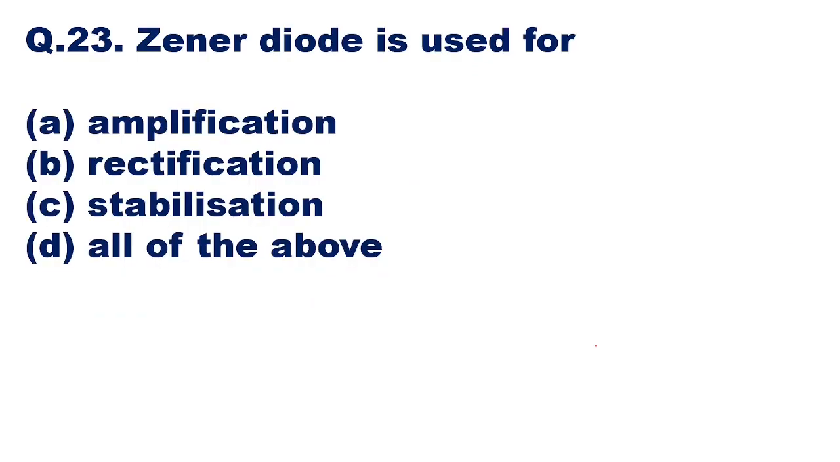Question number 23. Zener diode is used for what? Option A is amplification. Option B is rectification. Option C is stabilization. Option D is all of the above.